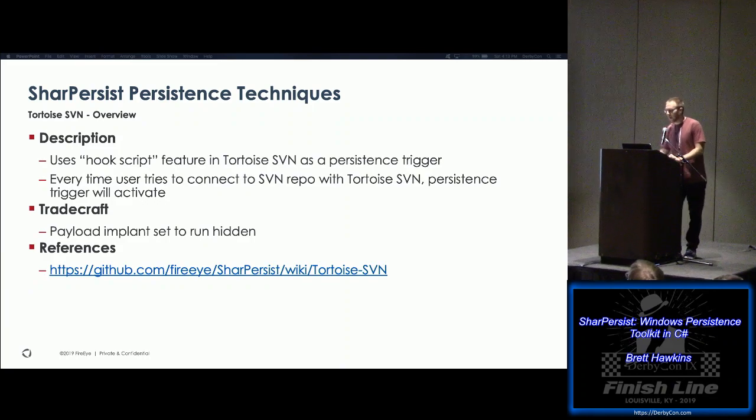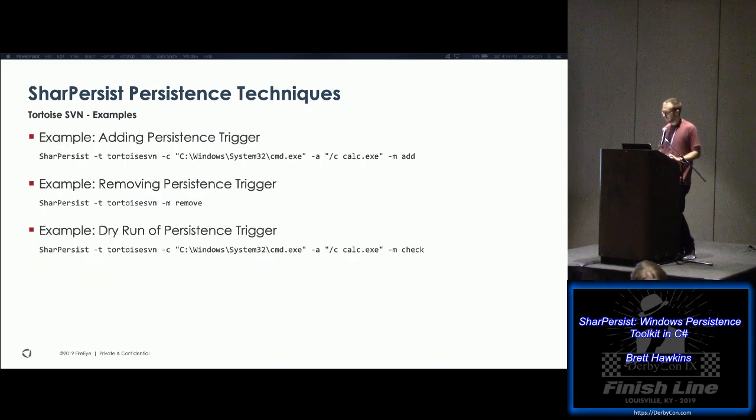TortoiseSVN. This uses a hook script feature in TortoiseSVN as a persistence trigger. So basically, every time a user tries to connect to a Subversion repo with that client, that persistence trigger will activate. This could be if they're doing an SVN update, commit, checkout, just looking at a commit log, whatever. There's a registry value that the hook script feature uses where you can specify system commands, and it will run the payload implant hidden as well. This is very straightforward. The list method is not supported with this one right now, but again, I plan on adding it.